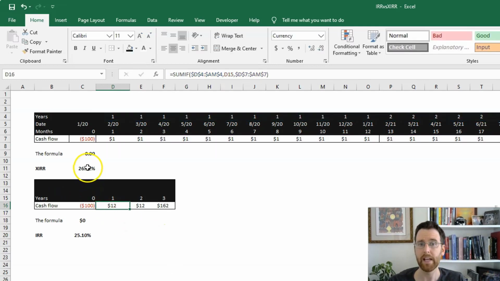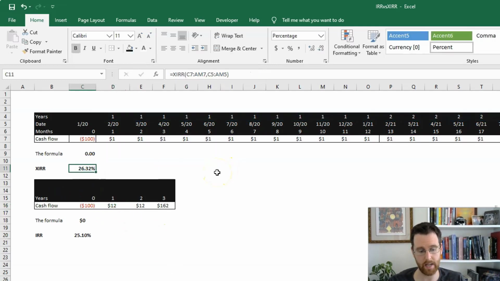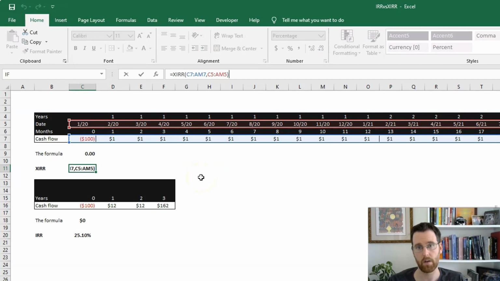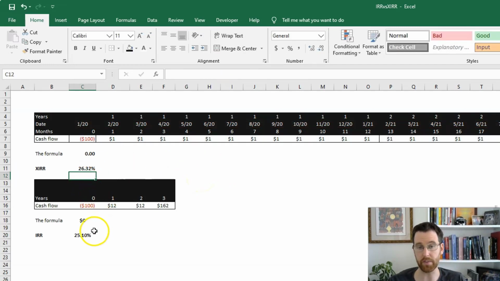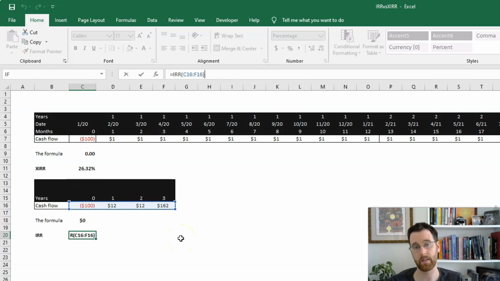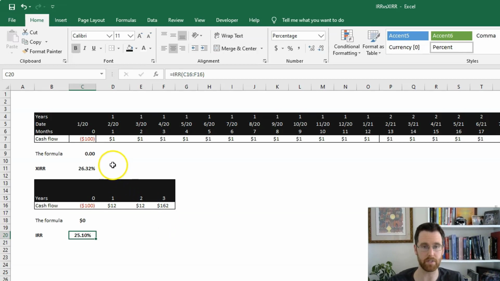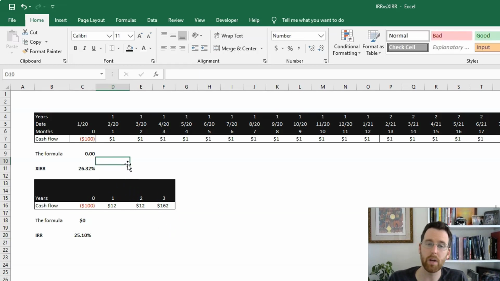Now you'll notice we have cash flows broken down into monthly periods, and then they're rolled up here into annual periods. And you'll see that I've calculated the XIRR value on the monthly, which has come out to 26.32%, and then the annual period, or I've calculated the IRR on the annual periods, which came out to 25.1%. And so what both of these formulas are essentially doing is they are looking to solve for what the discount rate is in the present value formula so that when you discount back all the cash flows over the period and you add them together, they equal $100.